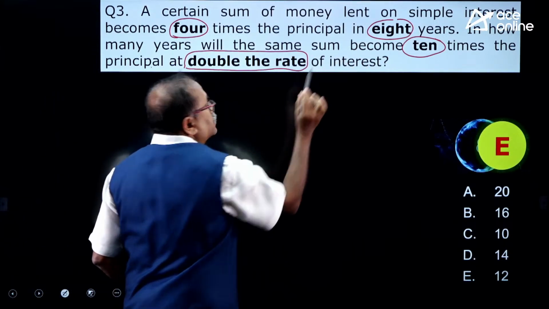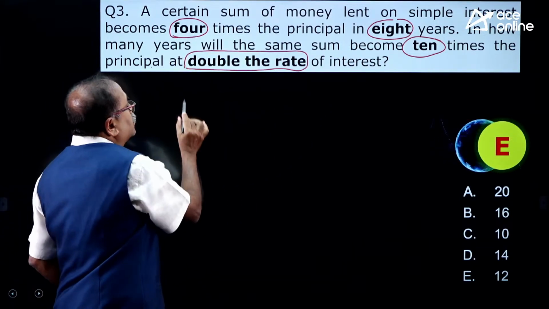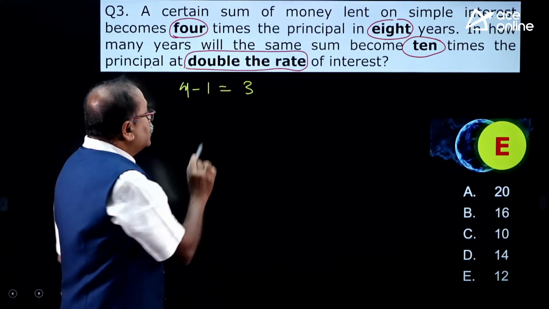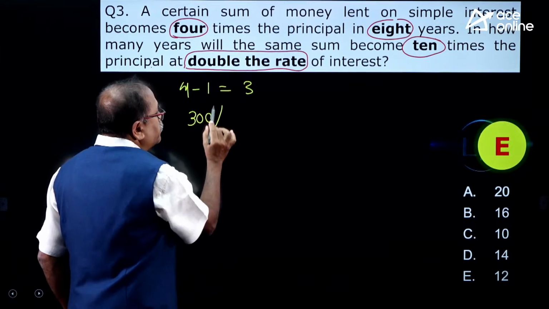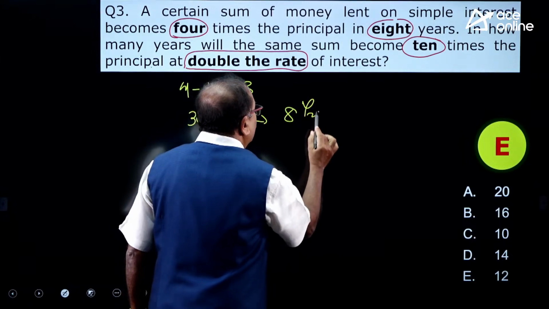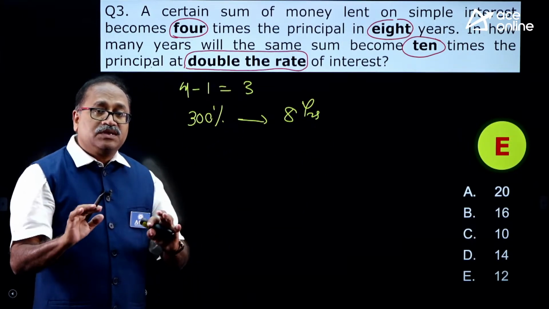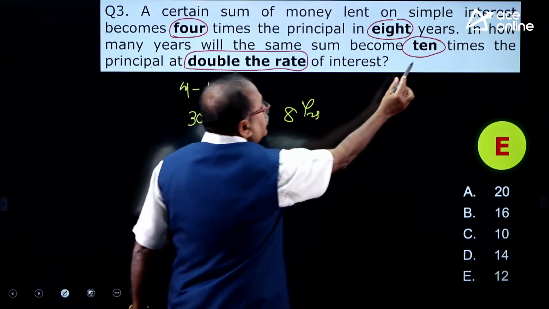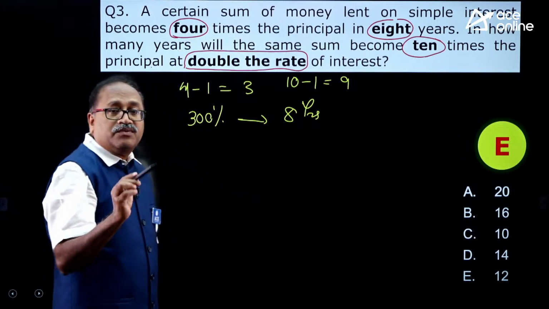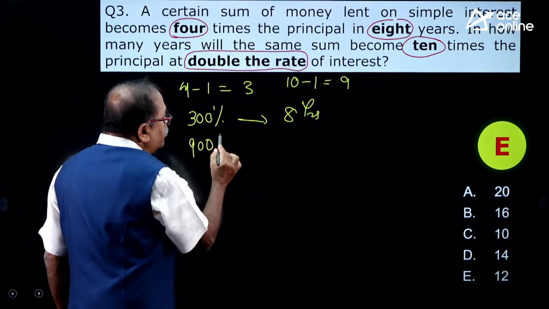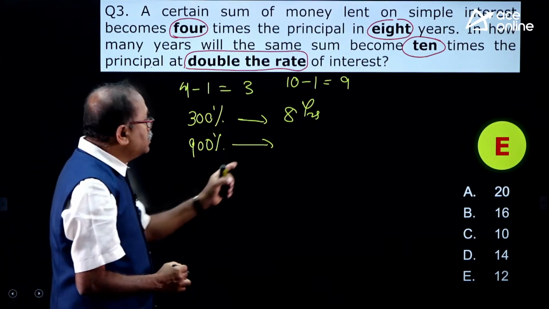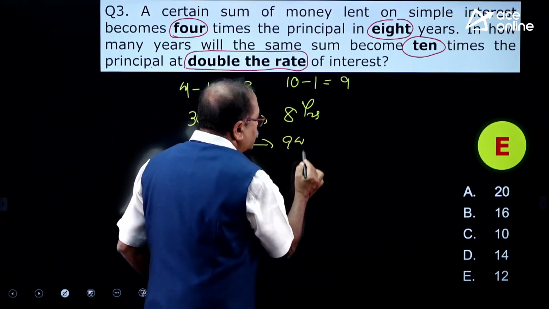4 times in 8 years. If a sum becomes 4 times, then the interest will be 4 minus 1, 3 times, and 3 times is nothing but 300%. So 300% interest in 8 years. Assuming the rate of interest is the same, 10 times means the interest will be 10 minus 1, 9 times, which is 900%. So 900% will be in how many years? 3 into 3 is 9, so 8 into 3 is 24 years.